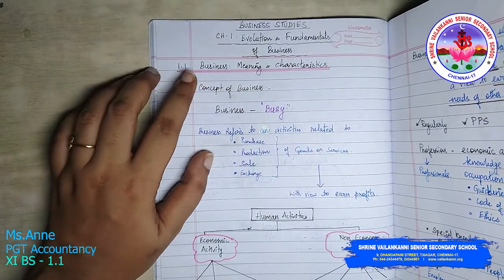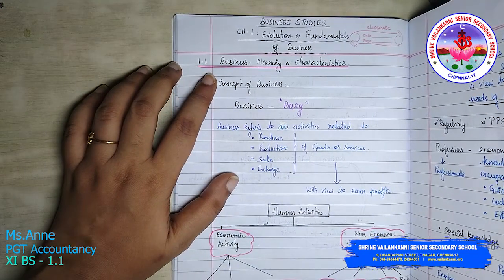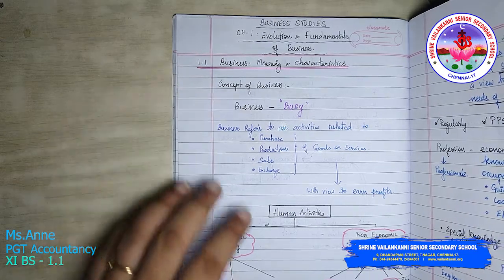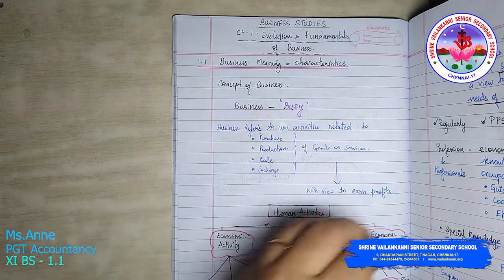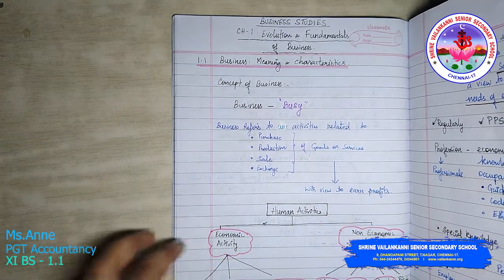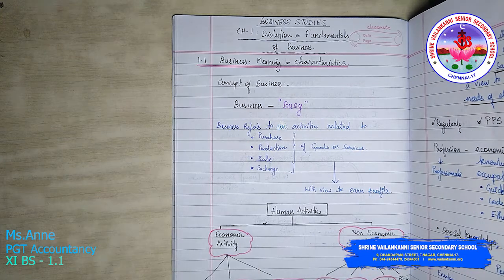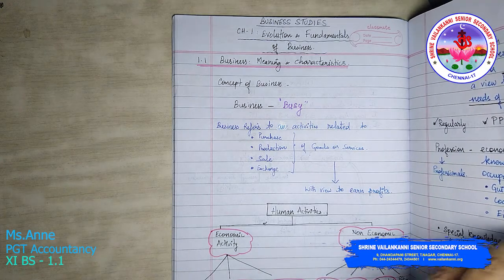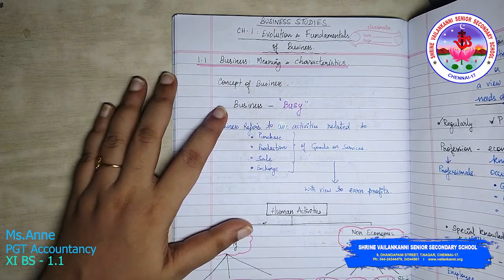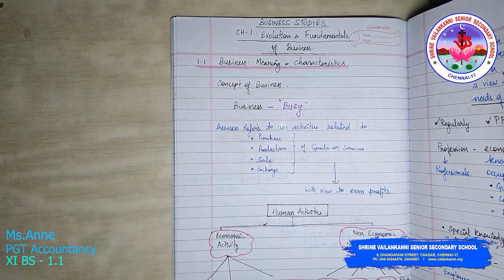We are going to learn what is the meaning of business and what are the various economic activities as well as non-economic activities. So without much delay, we will talk about business. What is business? See, the ability of keeping oneself busy to earn profits is called business.